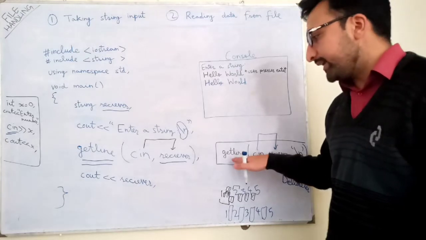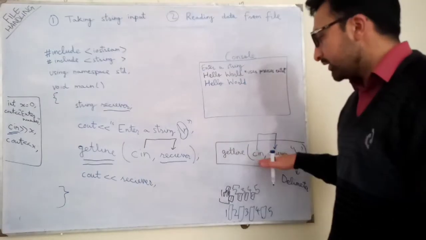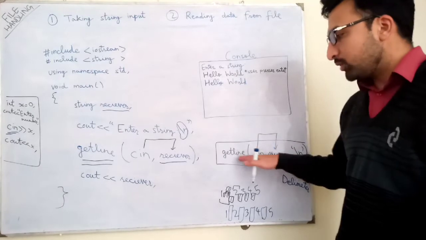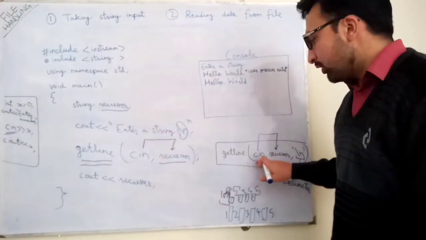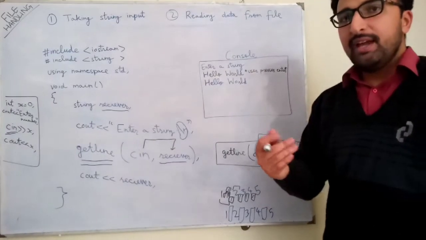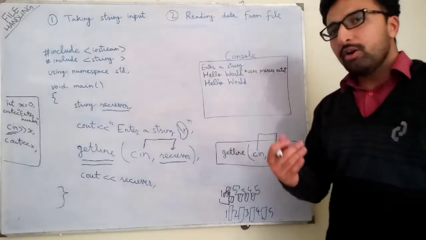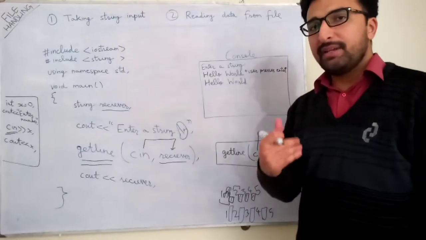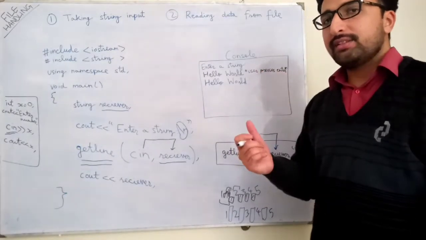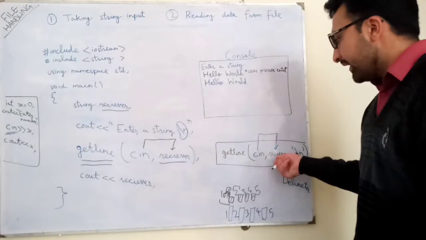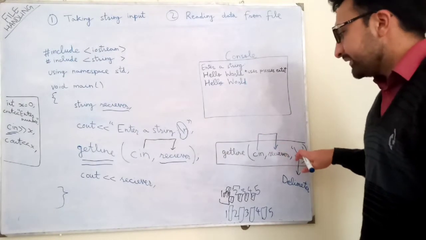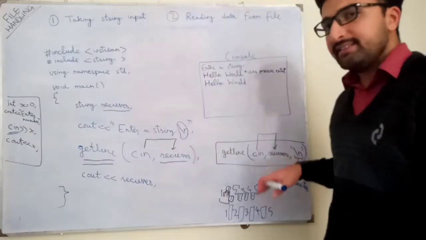The first argument to the getLine function was the cin object, the object that can be used for receiving input from the console. Second is the string variable that can receive something from the console and store in itself. And the third argument is the delimiter.